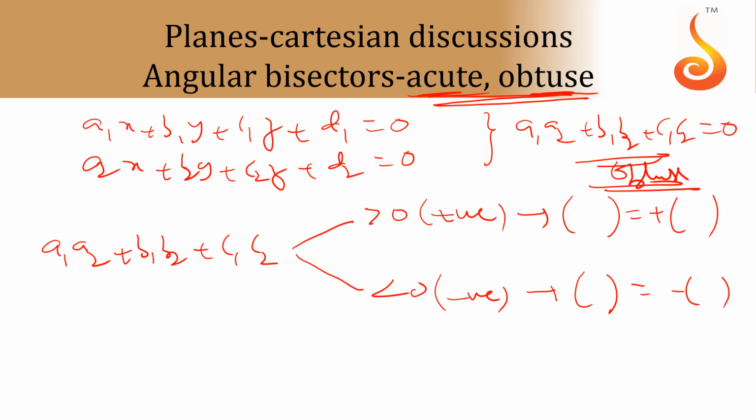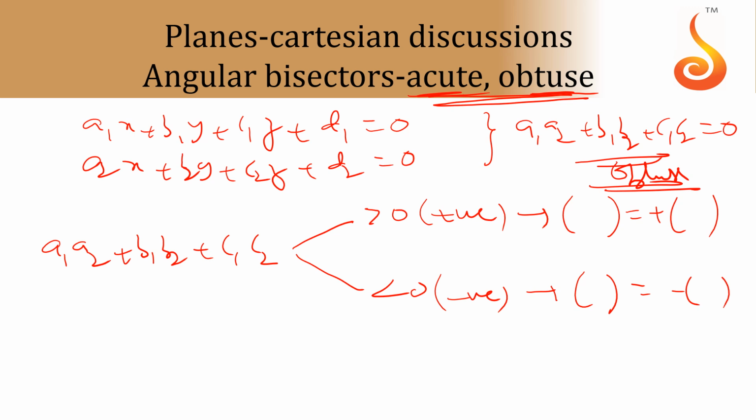Suppose I am asking for acute. You got a1 a2 plus b1 b2 plus c1 c2 positive. You remember that positive gives you obtuse. Naturally, in that case, the minus sign will give you acute. Suppose I got a1 a2 plus b1 b2 plus c1 c2 negative. Then the negative sign gives me obtuse. It means in that situation, the positive sign will give you the acute angular bisector.